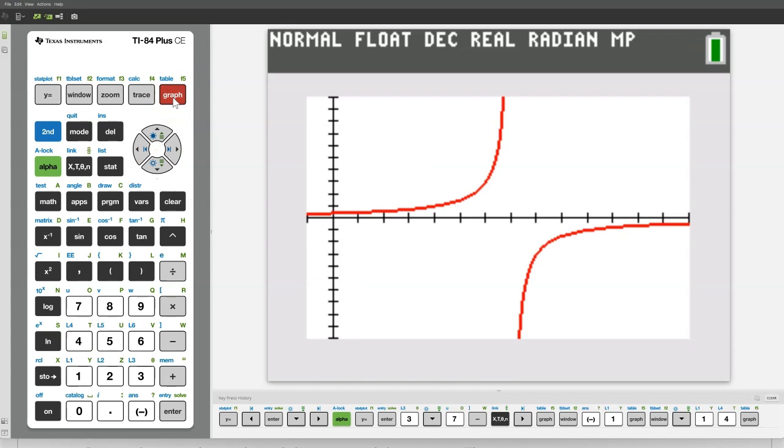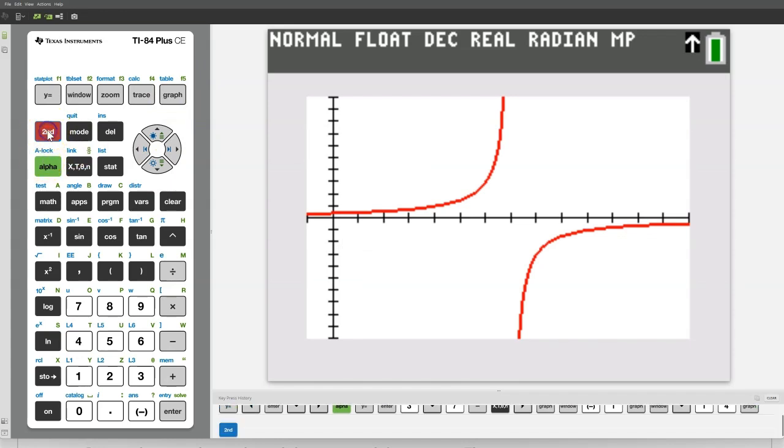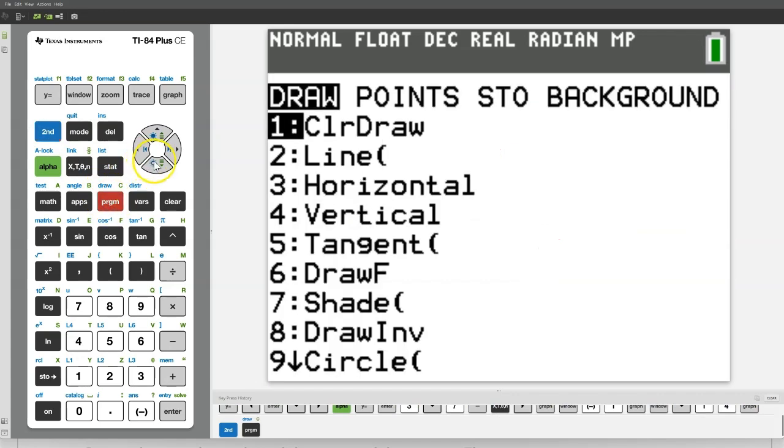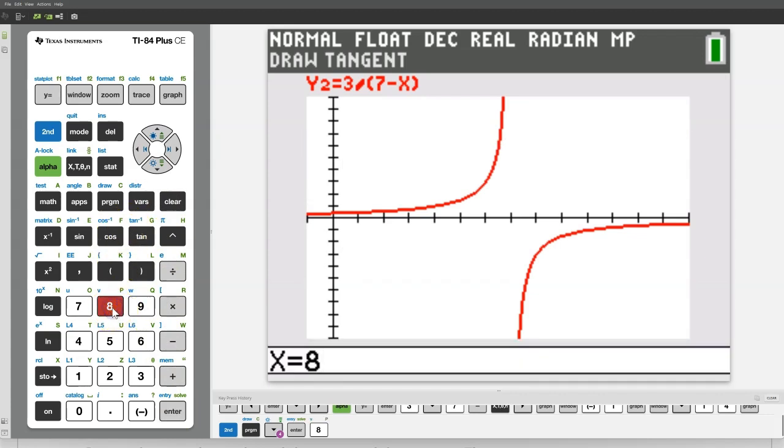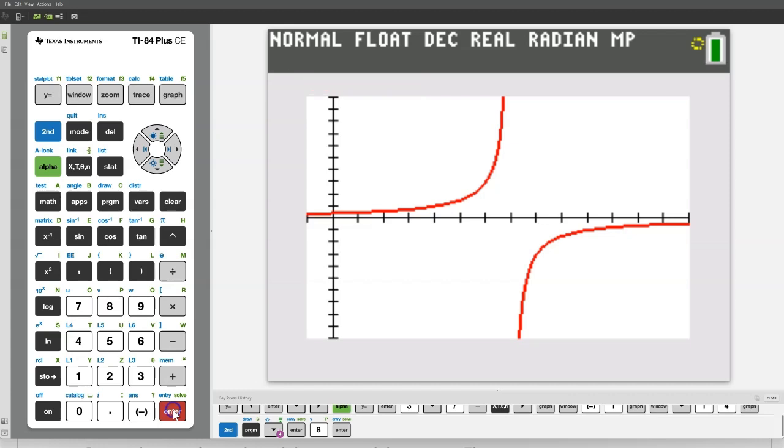Great. Okay, so this is how we draw the tangent line. I'm going to press second and then program, which would give me draw. Then I'm going to scroll down to option number 5 and press enter. Now I'm just going to click 8 because I want to draw the tangent line when the x coordinate on my curve is equal to 8. So I'm going to press 8 and then enter.